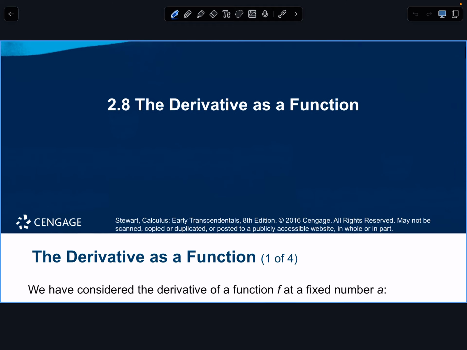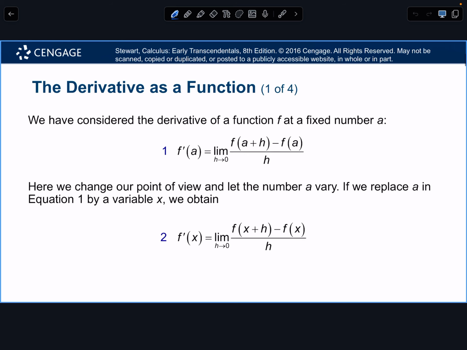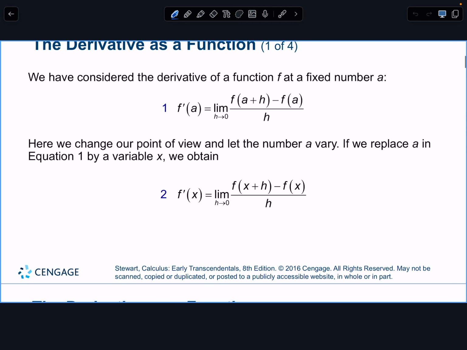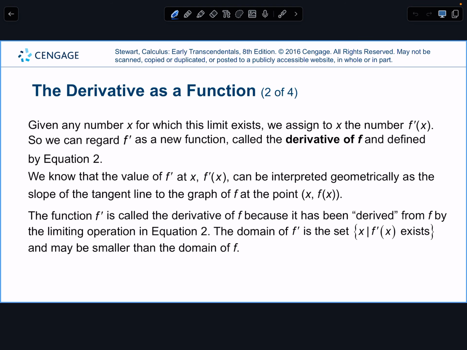So here we have the derivative as a function. Number one is from 2.7. Number two, though, is from 2.8. And notice the difference. We have x, a variable that can just take on any value. So we're not talking about a derivative at a point. We're talking about the derivative as an entire function that basically takes on the values of the slope of the original function at every point. And it's called the derivative because it's been derived from the original function.